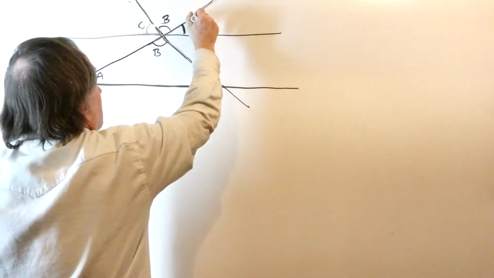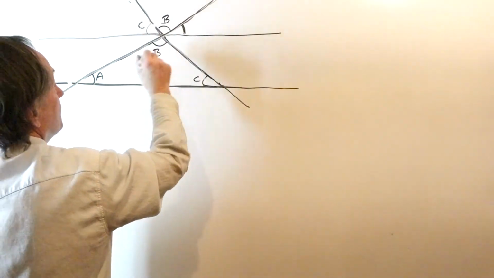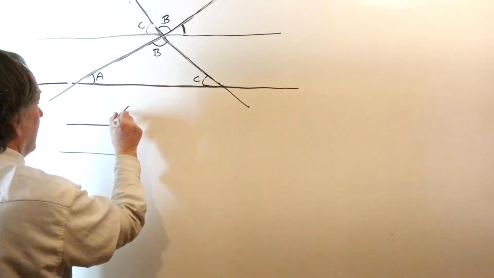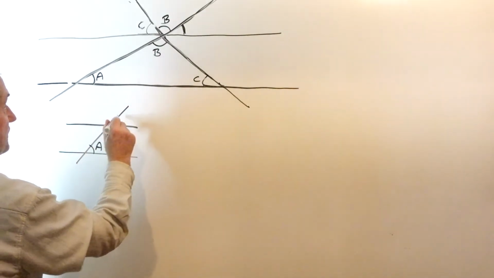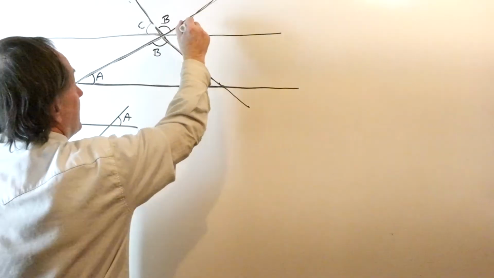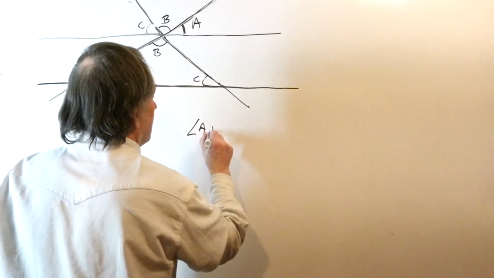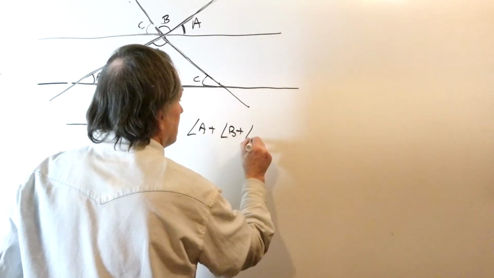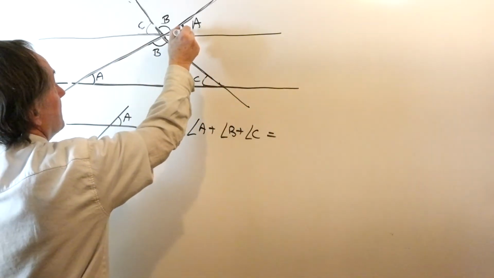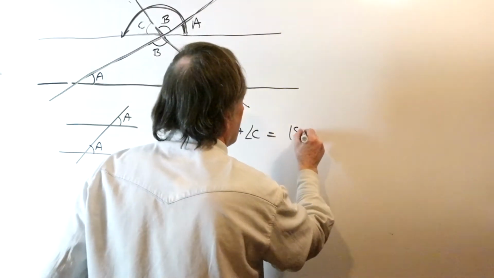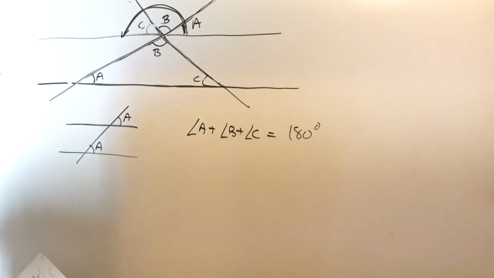This transversal cutting the two parallel lines, what we're seeing is we have two parallel lines. This is angle A, so this is also angle A. So that's angle A. Well, what's the sum of A, B, and C? Angle A plus angle B plus angle C is this angle, which is a straight angle, and we know straight angles sum to 180 degrees. So there's a general proof that the sum of the interior angles of a triangle sum to 180 degrees.